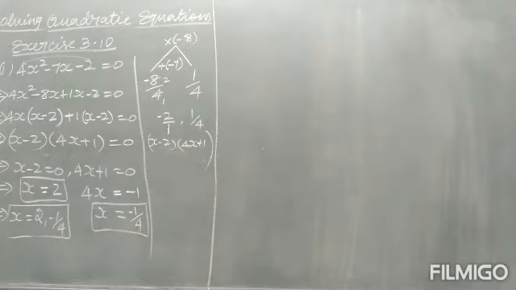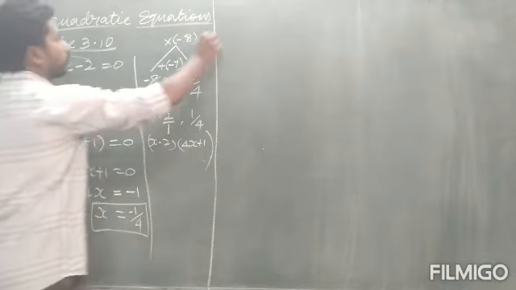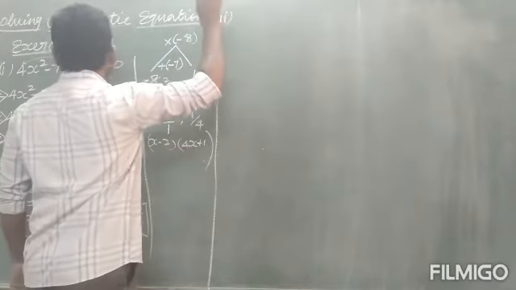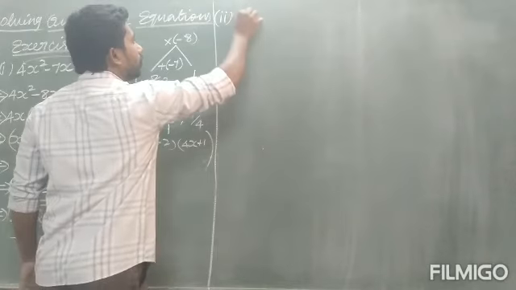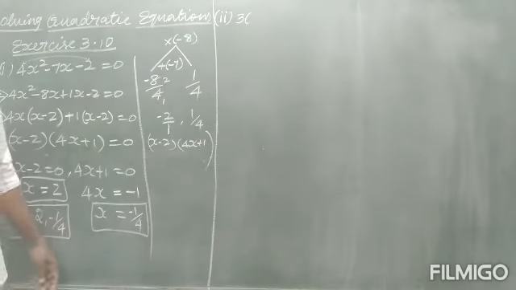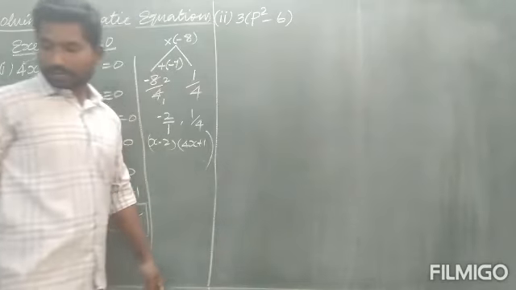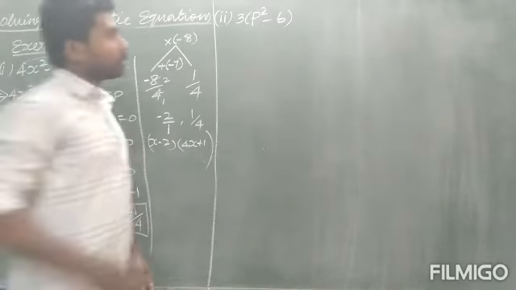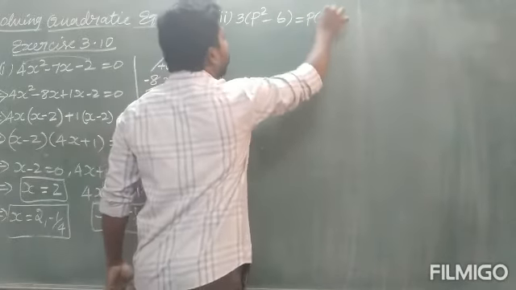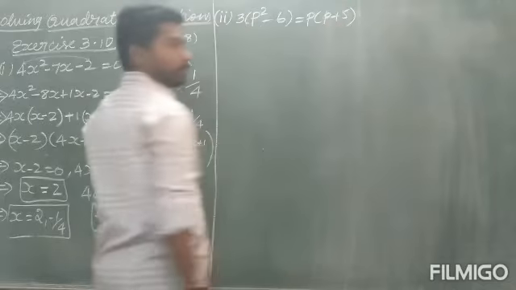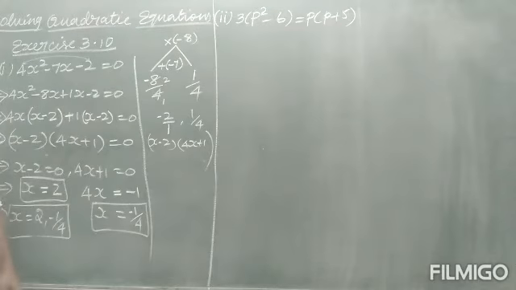Next is the second one. What is the second one? 3 of p square minus 6, close the bracket, equal to p of p plus 5.